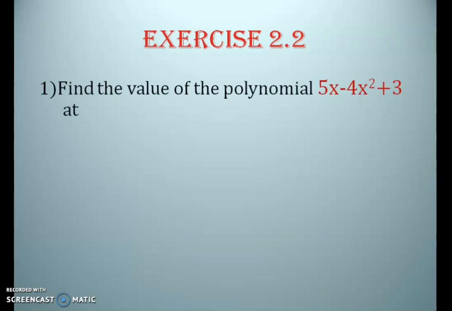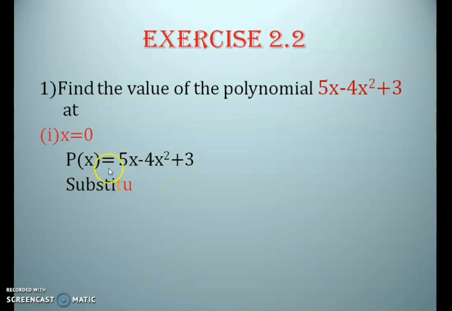Okay, next we'll solve the problems of exercise 2.2. The first sum is to find the value of the polynomial 5x minus 4x squared plus 3 at x is equal to 0. So, you have to find the value of this polynomial when x is equal to 0. So here p of x equals 5x minus 4x squared plus 3. We have to substitute x is equal to 0 in the place of x.